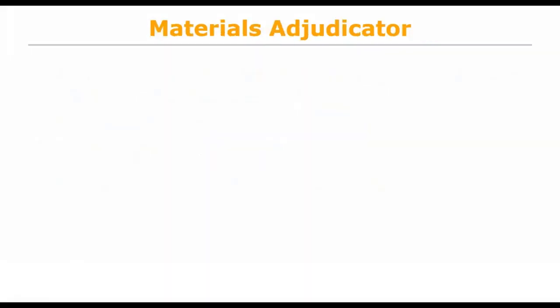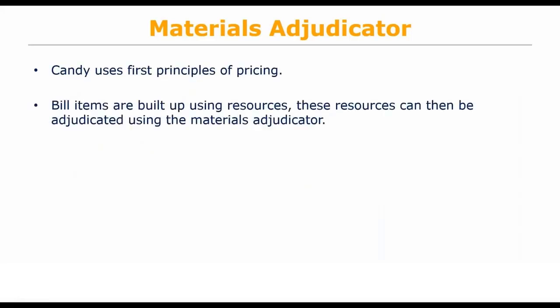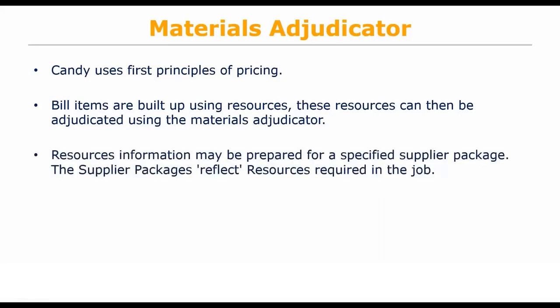Candy uses first principles of pricing. Bill items are built up using the resources. These resources can then be adjudicated using the Material Adjudicator. Resource information may be prepared for a specified supplier package. The supplier packages reflect resources required in the job.